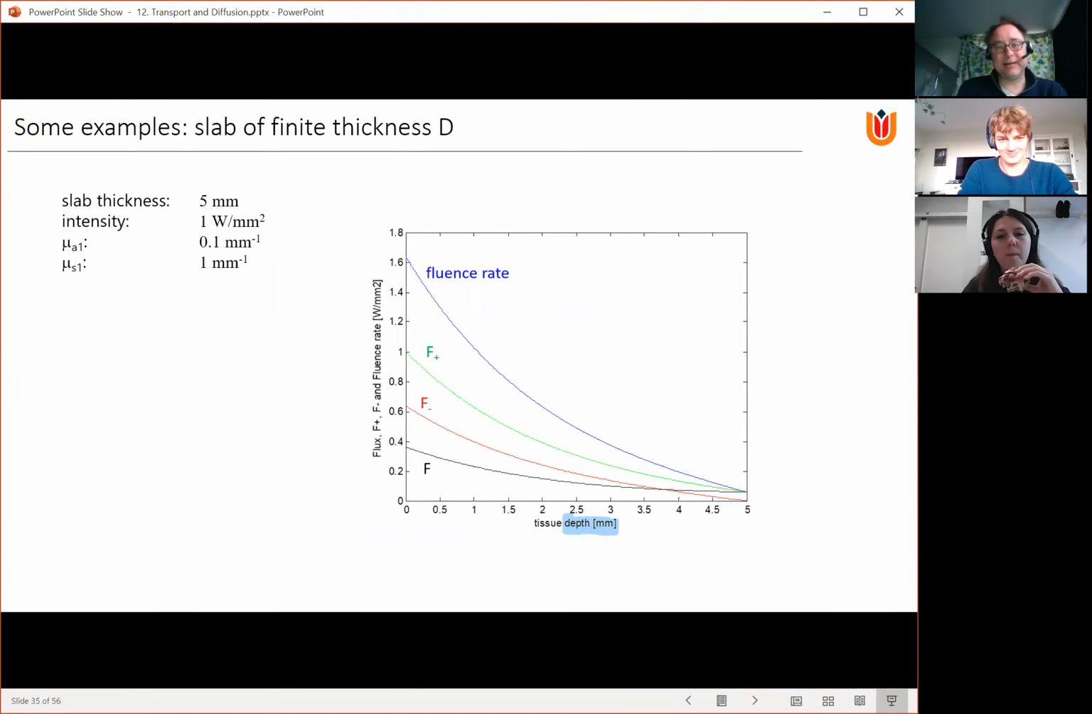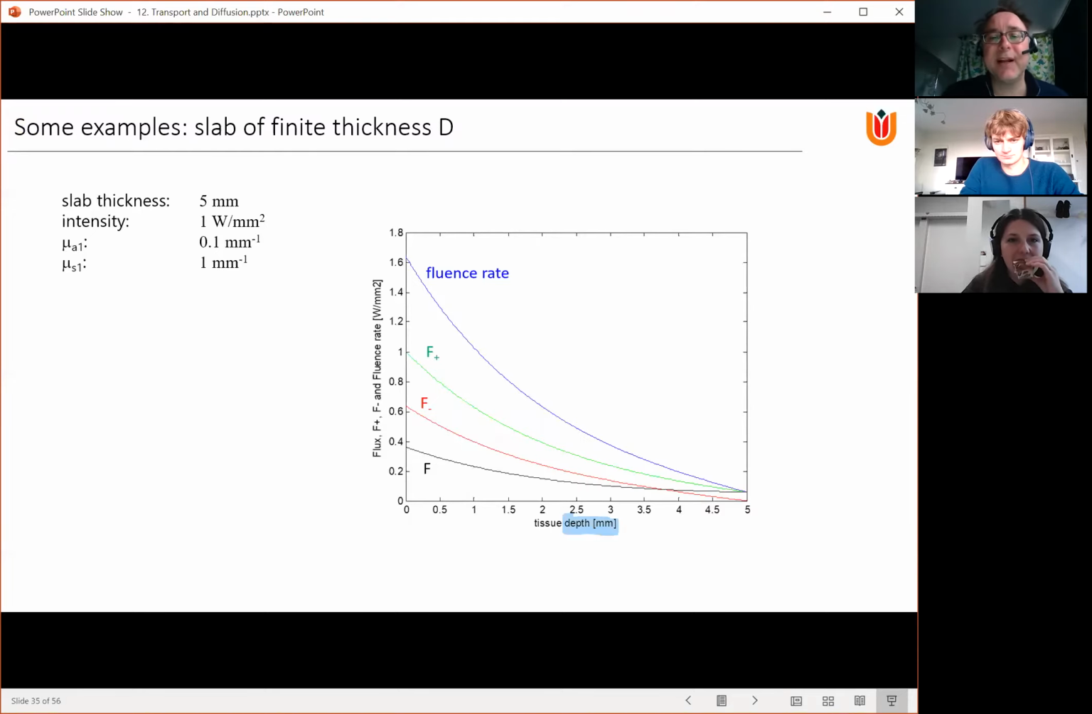So this is a calculation for a 1D case, of course. It's a slab of tissue with a finite thickness d, in this case 5 millimeter thick. The intensity that is incident on the slab is 1 watt per square millimeter. It has an absorption coefficient of 0.1 per millimeter, and a scattering coefficient of 1 per millimeter.